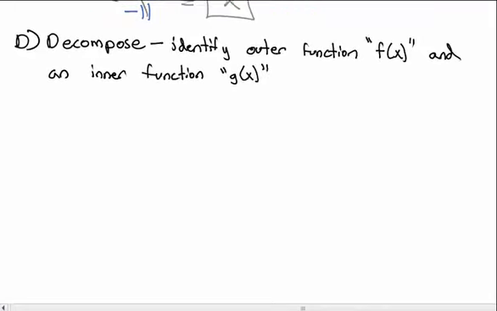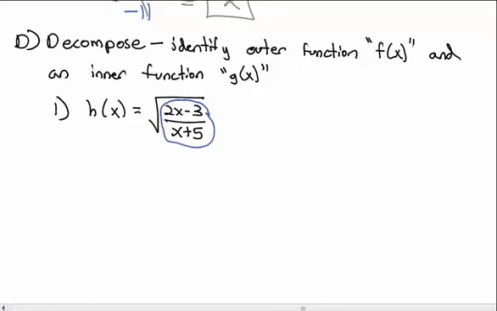If we can identify the pieces of a problem, it's going to help us better identify the patterns we can use to solve the problem. So for example, if I have this function h of x is equal to the square root of 2x minus 3 over x plus 5, what I want to notice is we're taking the square root of stuff. That stuff on the inside we're going to call our inner function, g of x.